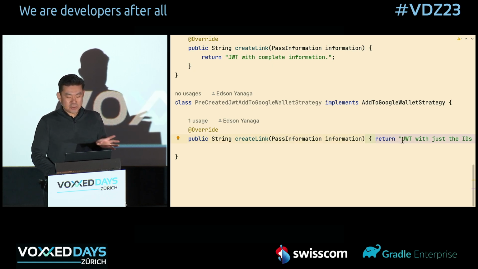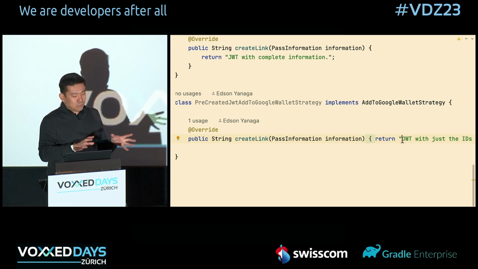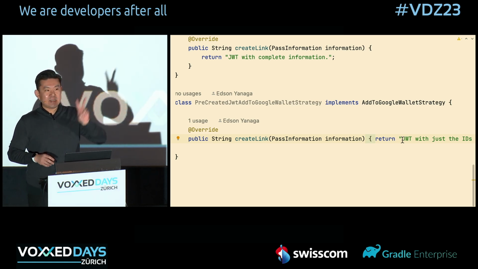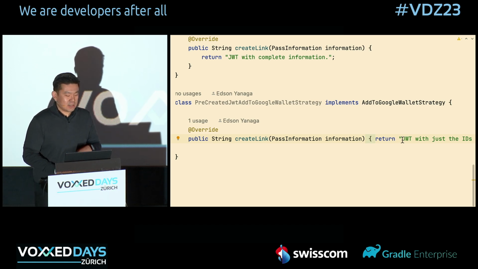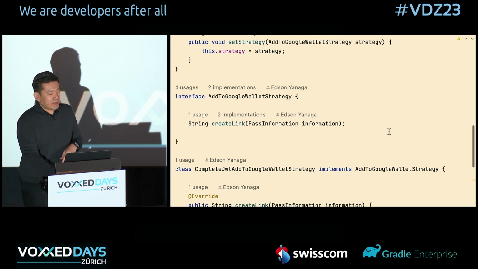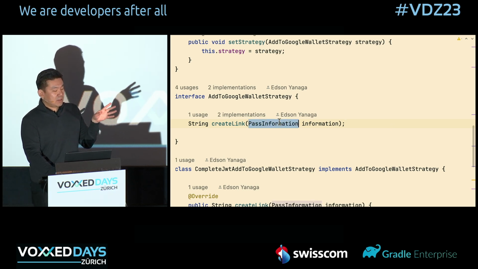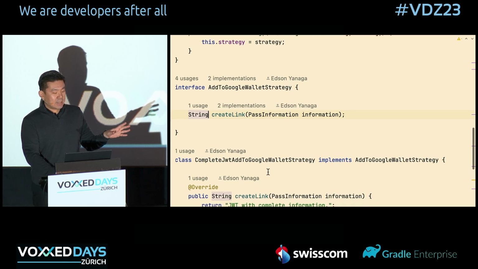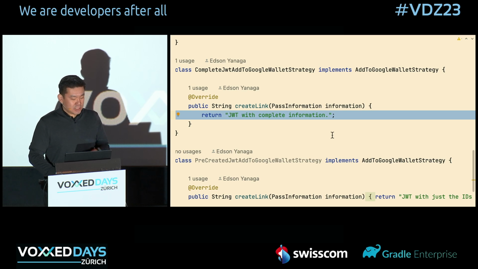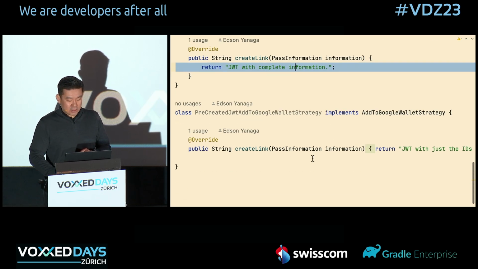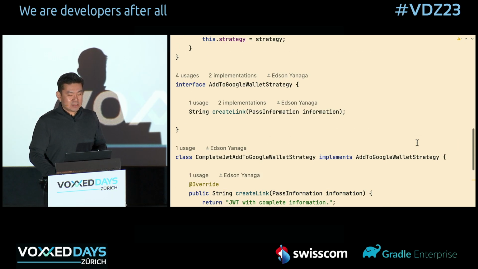So it really depends on the use case, how much traffic you want, or if you want to pre-create the information before sending it to the user. So we have two different ways of achieving the same result. Clearly, this is a strategy. The classical way is I create an interface, and I'm creating my own method, which receives the pass information and returns a string. And I have two different implementations, which is very complex, as you can see: a JWT with complete information, and another one with just the IDs of the objects, okay? This is the classical way of implementing that.